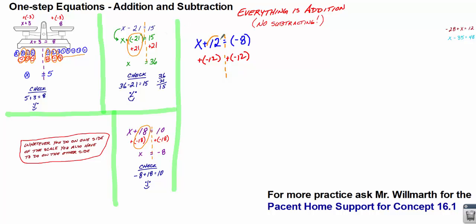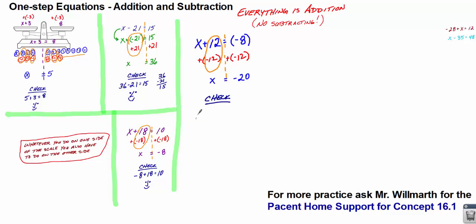Over here, adding 12 and negative 12 gives me a big old 0, which means only x is left. Over here, 8 negatives plus 12 more negatives is going to be 20 negatives. No 0 pairs. There are no positives to cancel negatives out. Everything's negatives. Let's do the check and see if that makes sense.